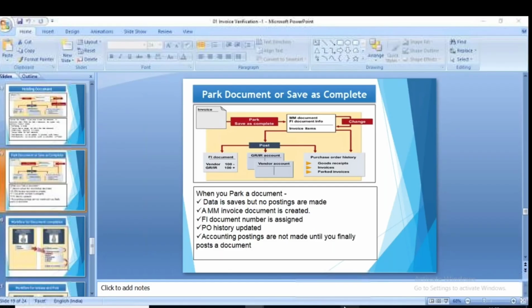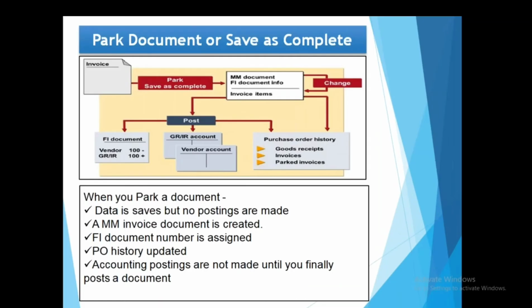So when you park a document, data is saved but no postings are made. An invoice document is created, an FI document number is assigned, and the PO history is also updated. That is the main difference between holding the document and parking the document. Both the invoice document and FI document are created, but accounting postings are not made until you finally post the document.